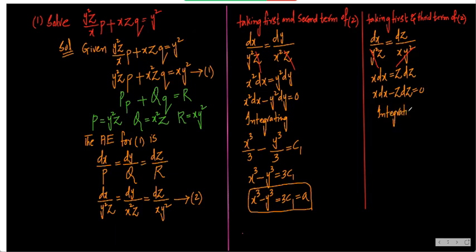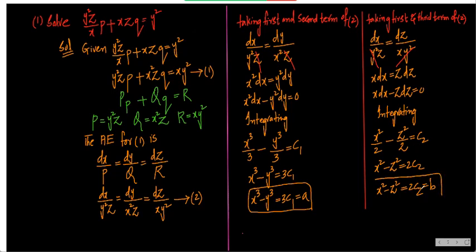we'll get x square by 2 minus z square by 2. I am continuing the class with the hope that you know these integration formulas, because I'm writing direct answers. x square by 2 minus z square by 2 is equal to, suppose, c2, an arbitrary constant. This can be written as x square minus z square is equal to 2c2. Suppose this value is equal to v, and the first term you call u. Choice is yours.